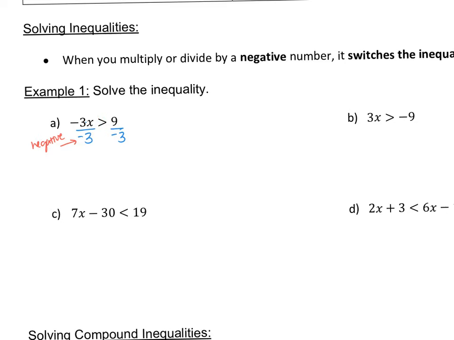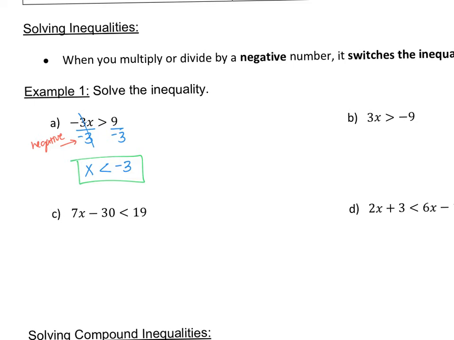And so I'm now going to be facing towards the right. So 9 divided by negative 3 is negative 3. And then these 3's cancel, so x is the only thing that drops down. And now x is by itself, so I'm done solving. So this is my final answer.